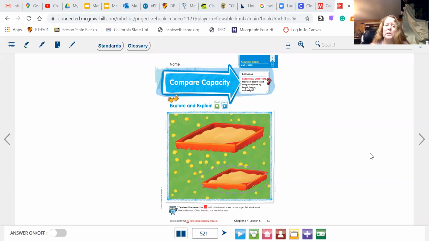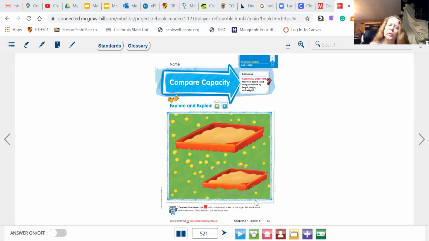Okay, capacity, how much something can hold. They want you to put little shapes in here and figure out which one holds more and which one holds less. But can you tell just from the size of the sandbox? If it's a bigger sandbox, would it hold more things or less things? And if it's a smaller sandbox, would it hold more or less? So take a second here and look at these.